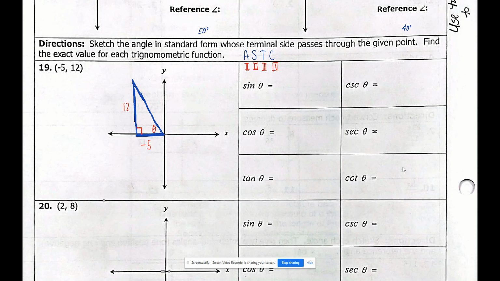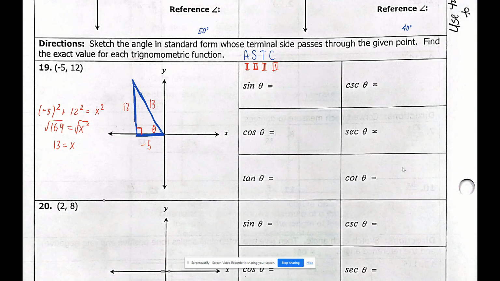So we go negative 5 squared plus 12 squared equals the hypotenuse, or r squared. So negative 5 squared, and remember, please put that in parentheses before you square it, plus 12 squared is going to give me 169. So 169 equals x squared. We take the square root of that, and we get 13. So my hypotenuse here is 13.